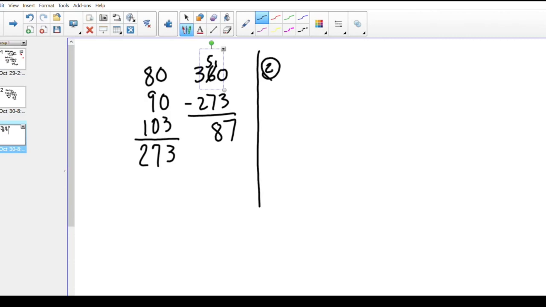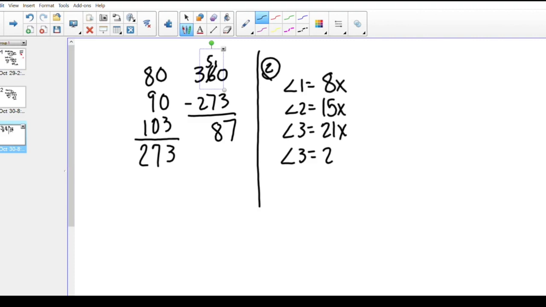Now, on number 2, we're going back to that ratio bit. You remember how I told you that? You got angle 1. How many angles does a quadrilateral have? And then the ratio. I had people putting 8 plus. It's not 8 plus, it's what? 8 times. So what is it? 15 times. And then what's the last one?